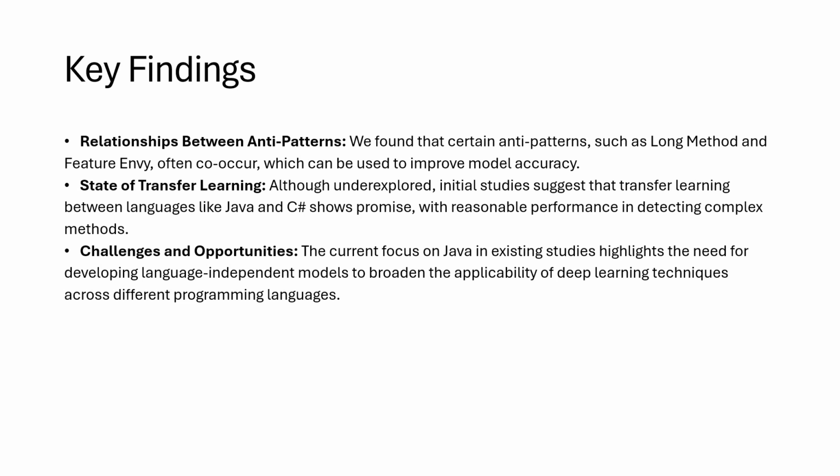The second is on the state of transfer learning. Although underexplored, initial studies suggest that transfer learning between languages like Java and C# shows promise, with reasonable performance in detecting complex methods. Fortunately, to my knowledge, there's only one current study that explores transfer learning across programming languages. This calls for much more experimentation to be done on the topic.